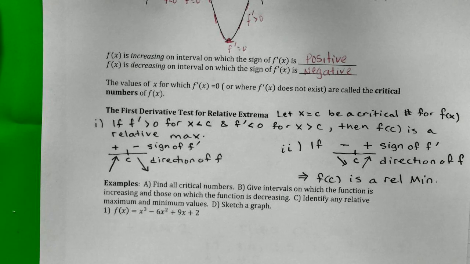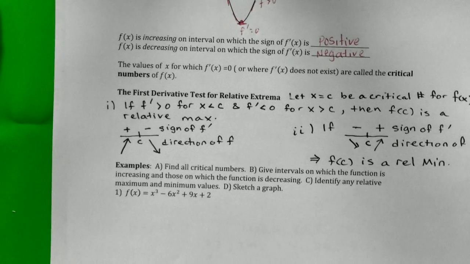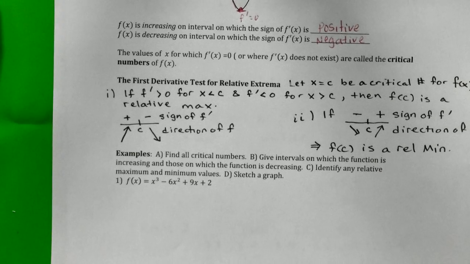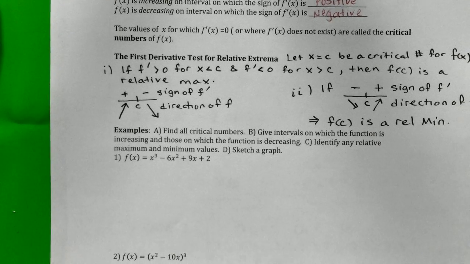So we should find two critical numbers. Let's see if you can find them. f of x is x cubed minus 6x squared plus 9x plus 2. You find the critical numbers by taking the derivative and setting the derivative equal to 0.